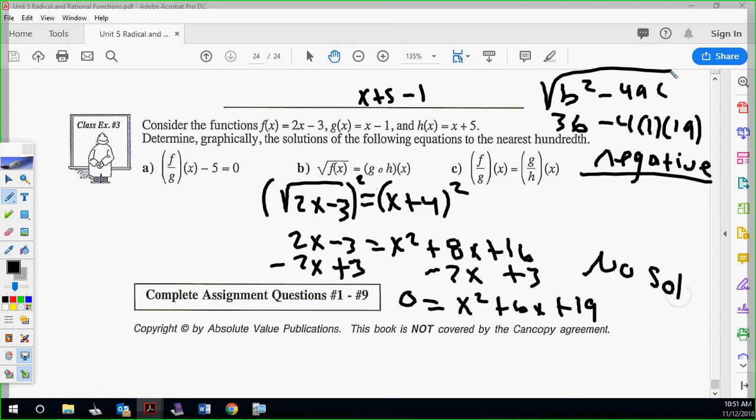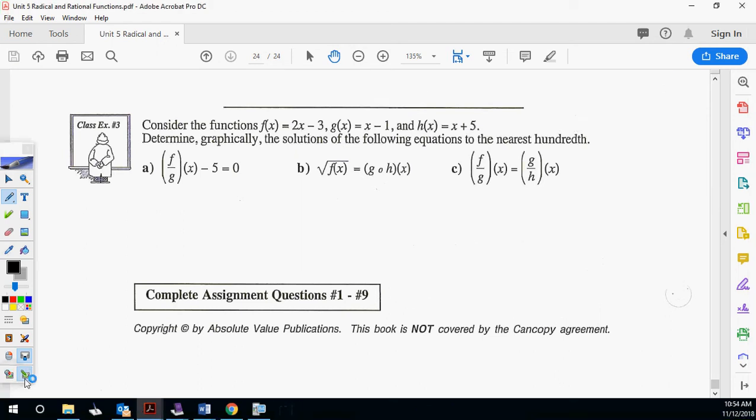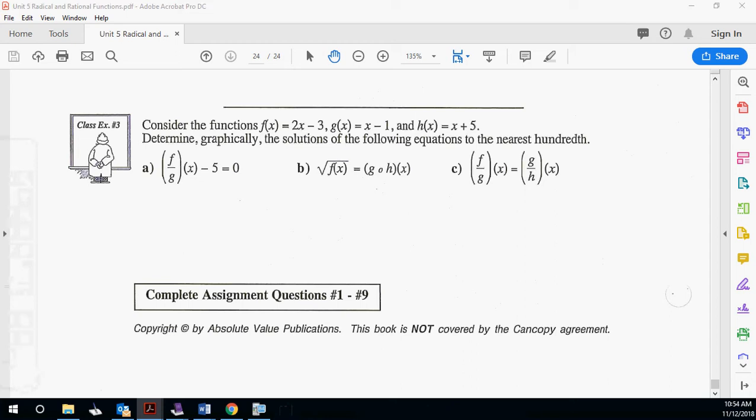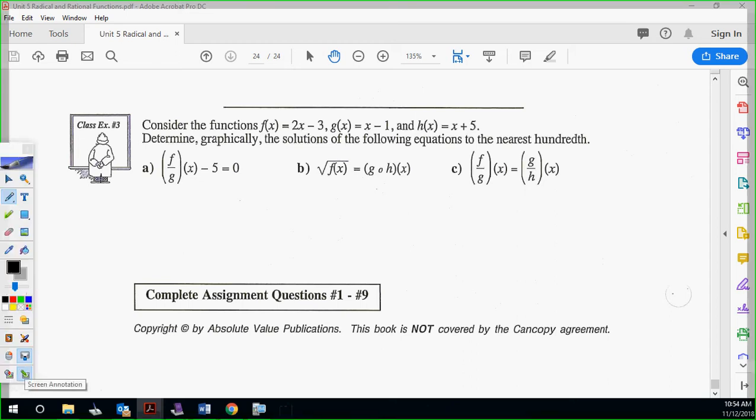All right, last one. Two fraction ones here, so two rationals. Okay, so f of g, or f over g, excuse me. So f over g again, already did that one. So we have 2x minus 3 over x minus 1 equals x minus 1 over x plus 5.